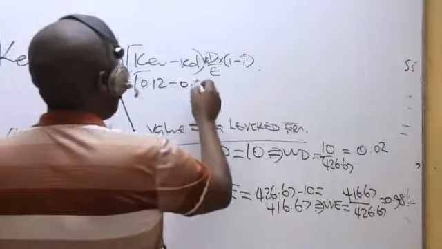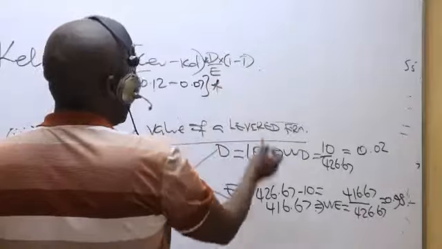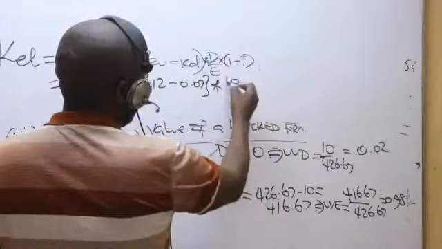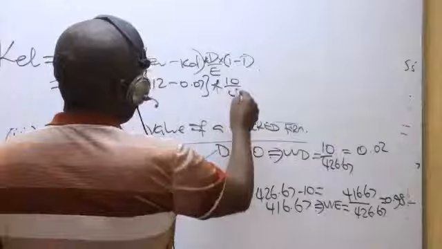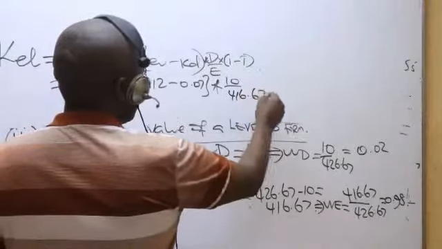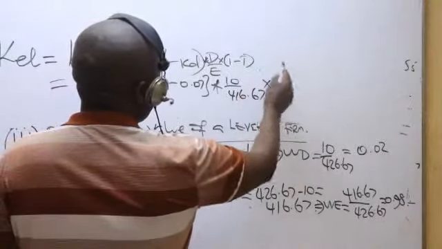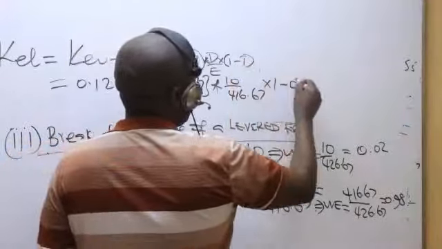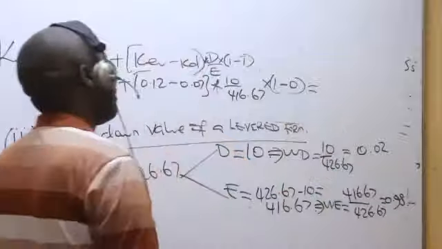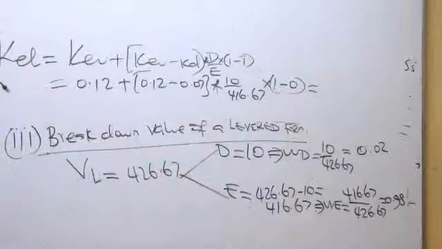So 0.07 into debt, we have debt here is 10, over equity. Equity is 416.67, times tax. Tax they said is how much? Tax they said is 0, no taxes. So 1 minus 0. You must move slowly there. 1 minus 0. Tax is 0.